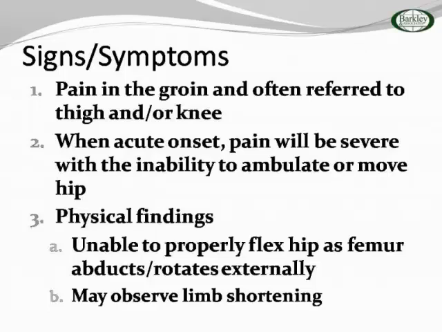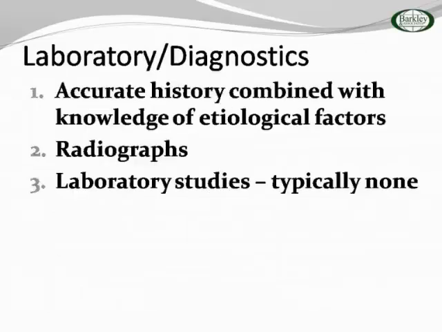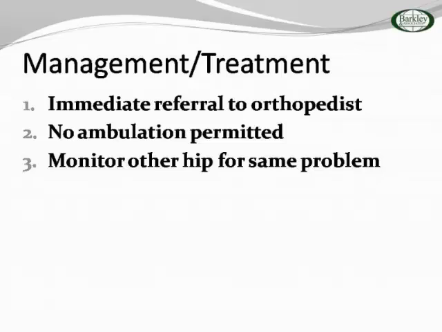Physical findings: they cannot flex their hip, abduct, or rotate externally. You may even observe limb shortening, or what we call leg length discrepancy. Doing x-rays certainly will be helpful. And how are you going to treat this kid? This is much more serious.